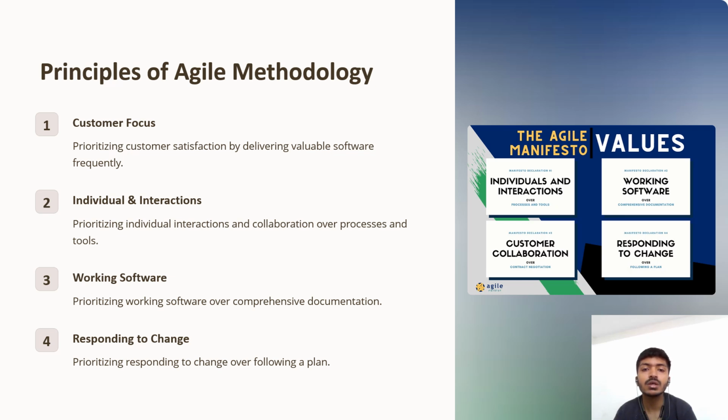Then we have working software: prioritizing working software over comprehensive documentation. This means we are talking about functionality over comprehensive documentation. Here, Agile prioritizes the delivery of working software over comprehensive documentation about that software. While documentation is still important, it is considered secondary to the software's functionality.